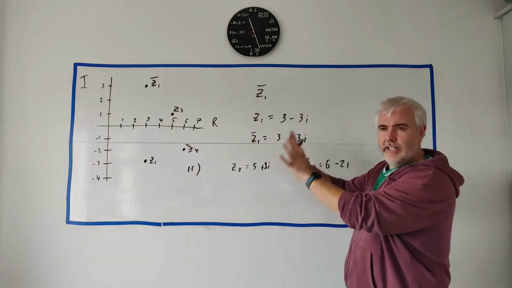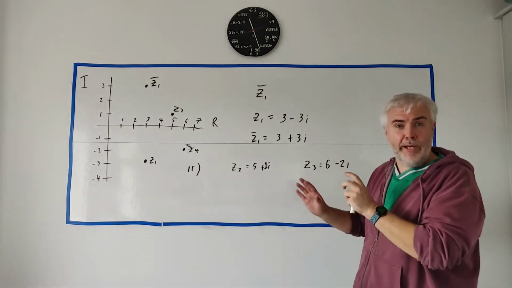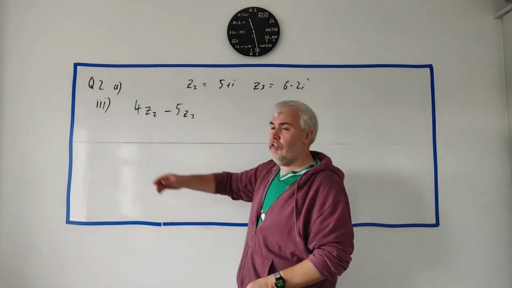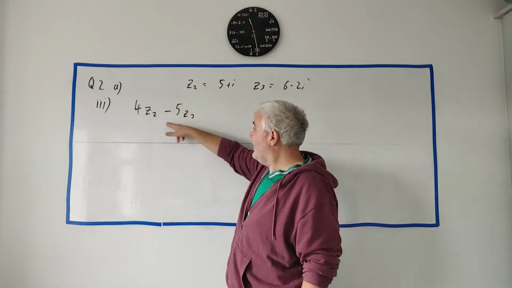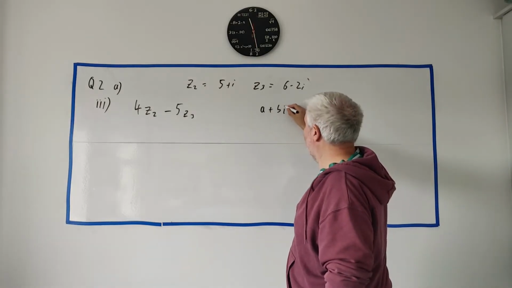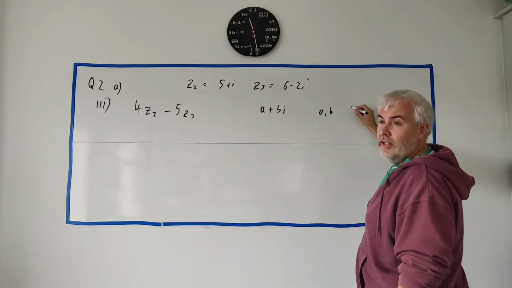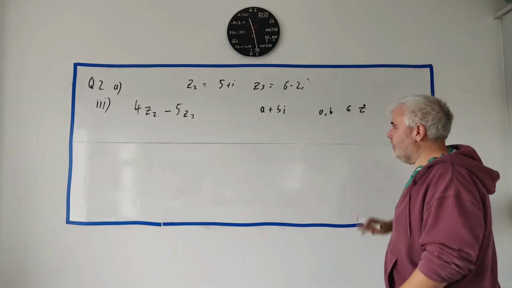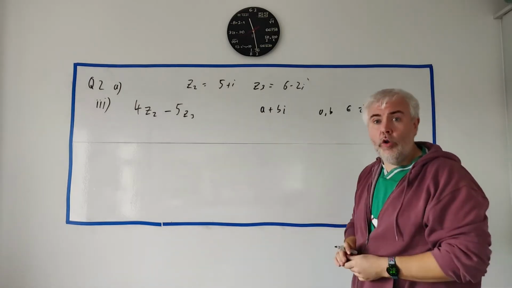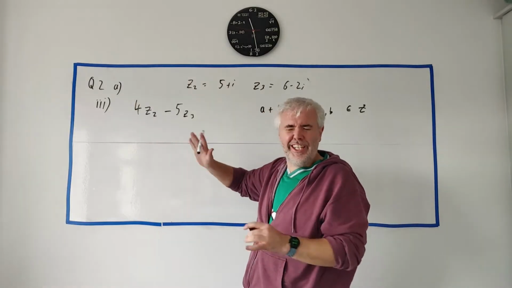Okay, I don't think I need the diagram anymore, so I'll rub this out and make room for part 3. For part 3, they ask us to write this in the form of a plus bi, where a and b are elements of Z. This confuses so many students, this part. All they're asking is to write this.